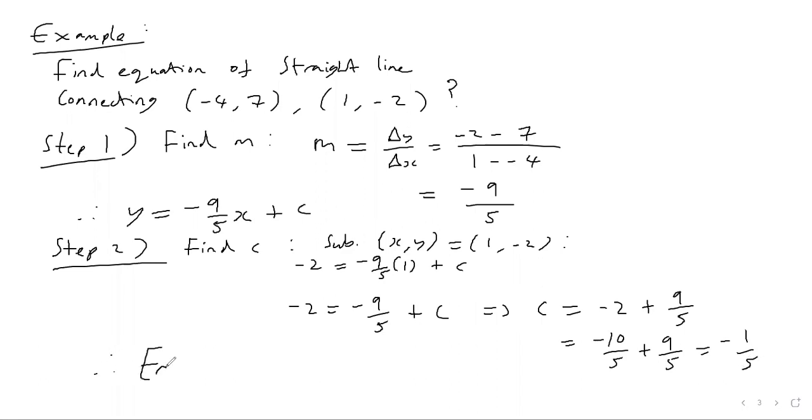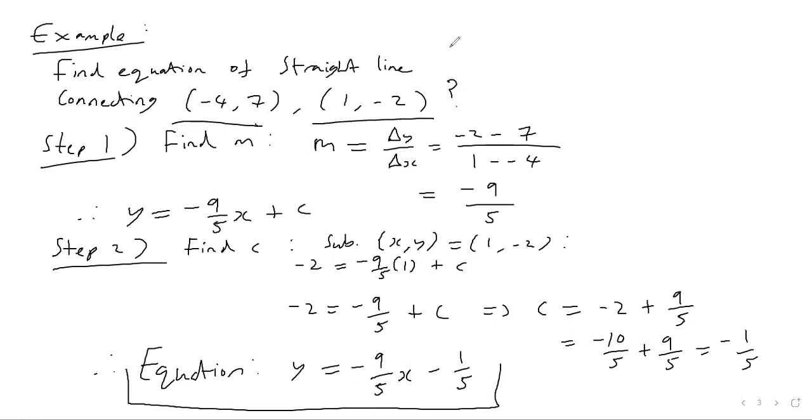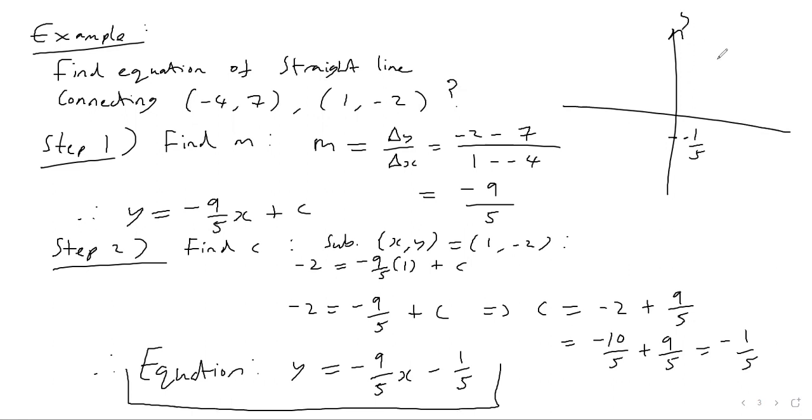So therefore, the equation connecting these two coordinates is going to be y equals -9/5 x, and then plus the c, which is -1/5. So that would be our equation of the straight line connecting these coordinates. So perhaps something like this. You've got your y-intercept of -1/5 there, and your gradient is -9/5, so nearly a gradient of -2. You get the point, a straight line like that. (-4, 7) up there, that could be -4, that could be 7, and 1 here and -2 there, for example. So that's going to be our straight line.